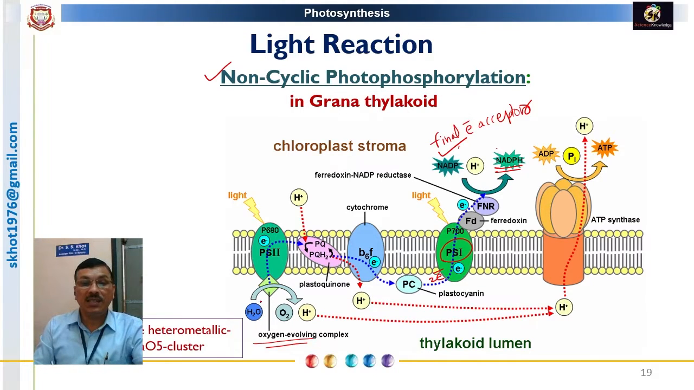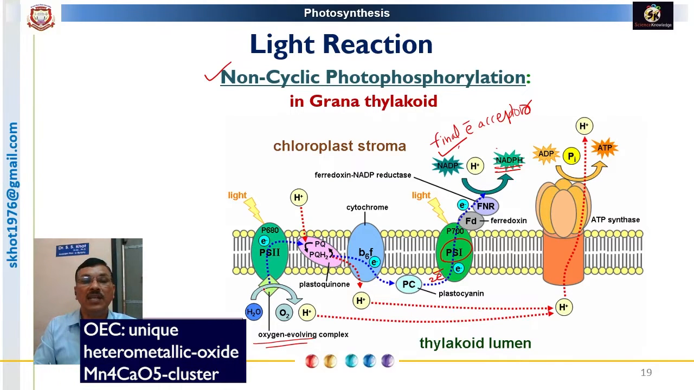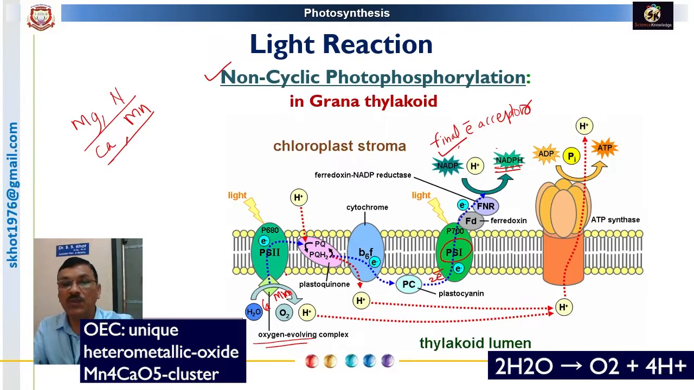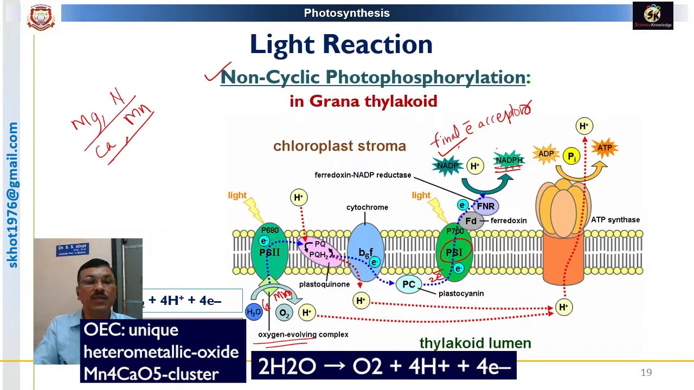So this is a reaction which is controlled by one complex. This is called the oxygen evolving complex, OEC. It is dependent on manganese and calcium. So this photolysis of water occurs like this: two water molecules will produce one oxygen molecule, which will be evolved. By ionization, they will produce four protons plus four electrons.